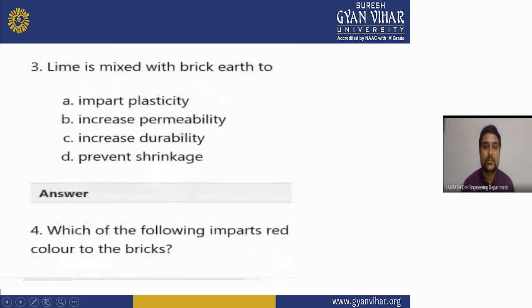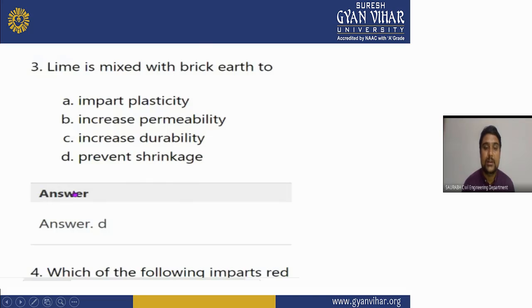Come on, the next question. Next question is third. Lime is mixed with the brick earth too. What is the role of lime here? First option is given: impart plasticity, increase the permeability, increase durability, prevent the shrinkage. Let's see what will be here. Right answer here will be D, which will prevent the shrinkage. Lime generally prevents the shrinkage in the brick, and that is the use of lime.